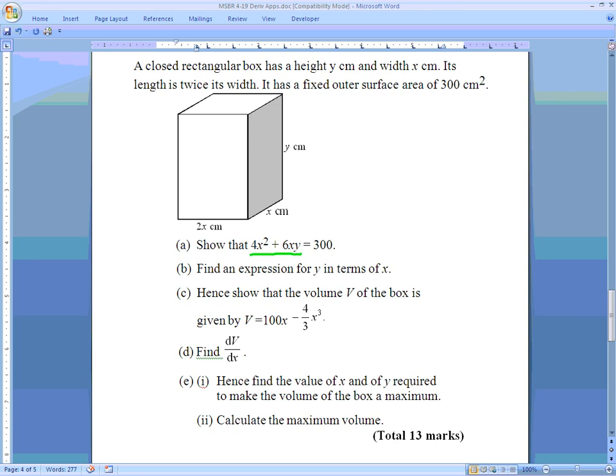All right, well, I see the 300. That was surface area, and that's the only constant I have in this whole problem. So how do I find surface area? Well, I have to add up all the area of each of the surfaces. All of these are rectangular surfaces.